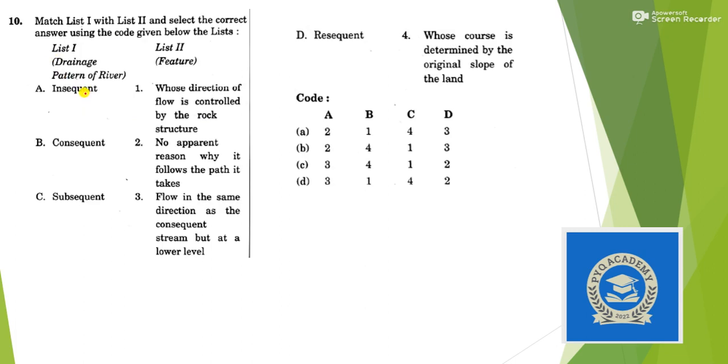Again a moderate question but direct from the concept. If you have read G.C. Leong, you could have answered this question. So for this question, answer should be option B. Next, again a question from geomorphology. Here answer is option B, hydration.